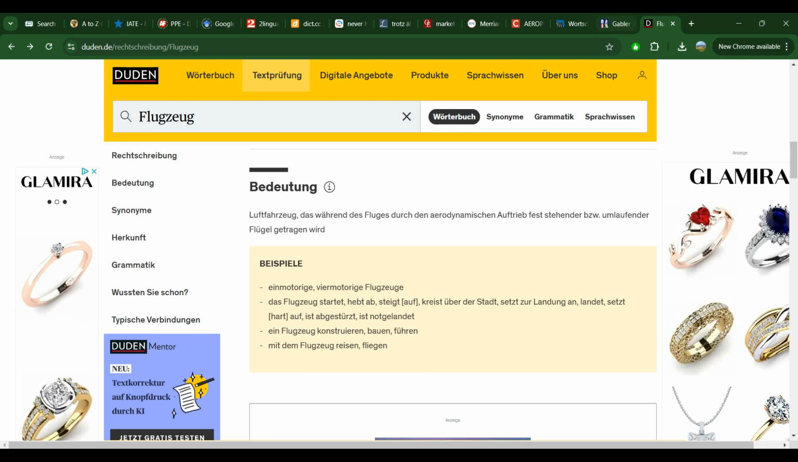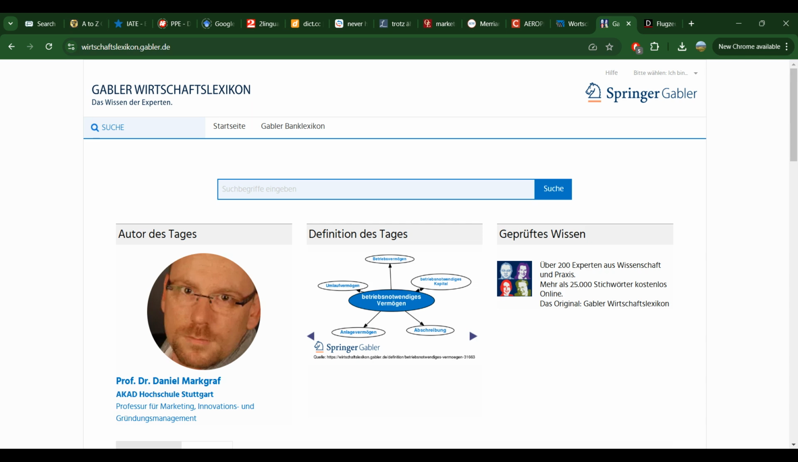Next up is a very niche one. It's the Gabler Wirtschaftslexikon. It's a business dictionary for German. So anything that I come across that is business or economy related, I can look up here.